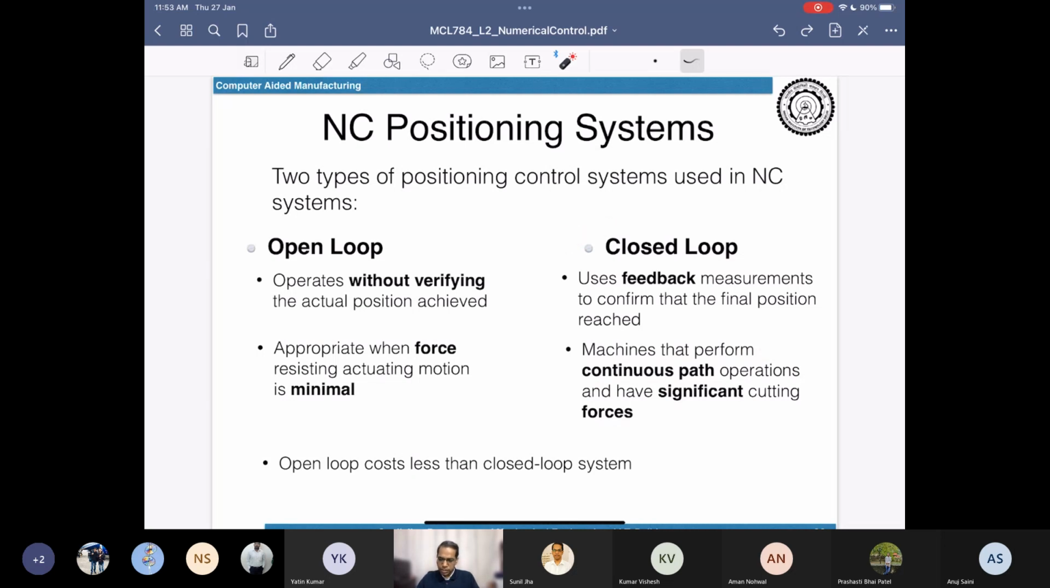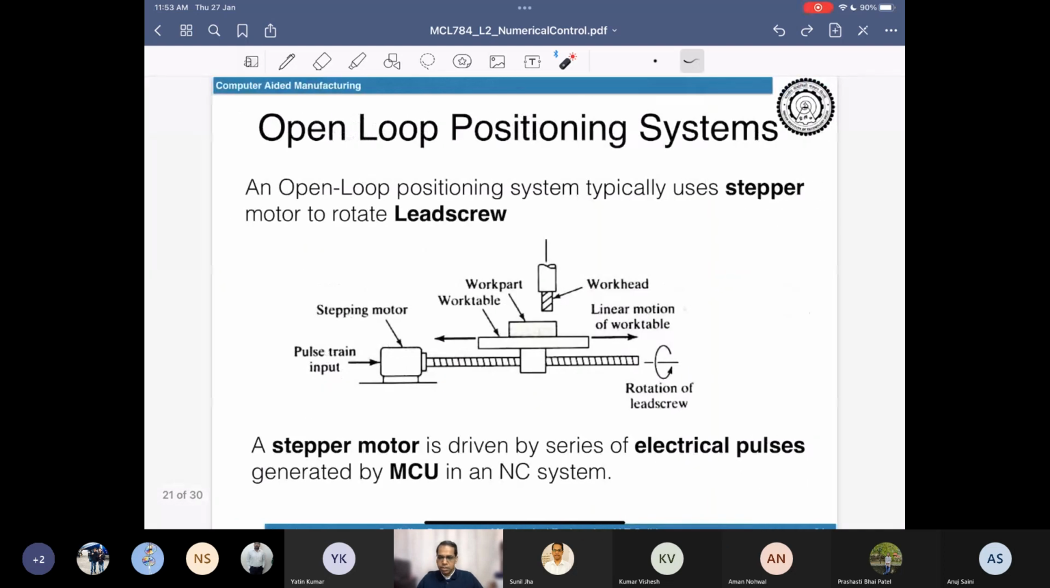This is the important point of consideration, and we can easily find out which is suitable for different applications. Open loop certainly costs less, which is why it is preferred in some cases, while closed loop systems come with their own hardware cost. That's how you can make a good trade-off between the functional requirement and the cost of the system. So this is all about the basic NC positioning system.